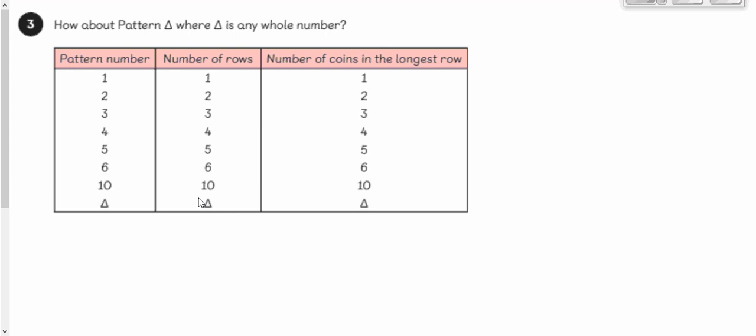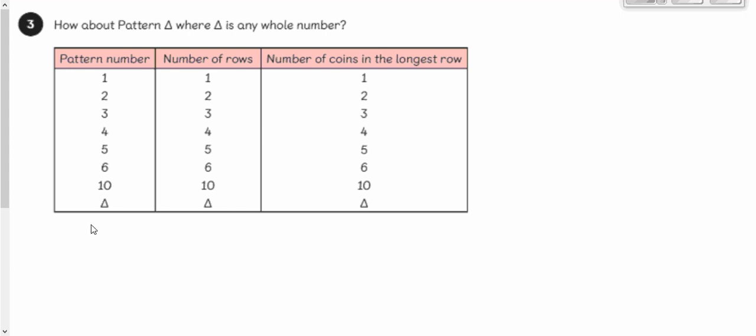There'd be triangle number of rows, because it's the exact same as the pattern number, just like 10 was the same as 10. And the number of coins in that row will also be triangle, because it's the same as the number of rows, same as the pattern, because just like here, 10 coins in the longest row, 10 number of rows, pattern number of 10. So it's exactly the same. So it'll be triangle, triangle, triangle.